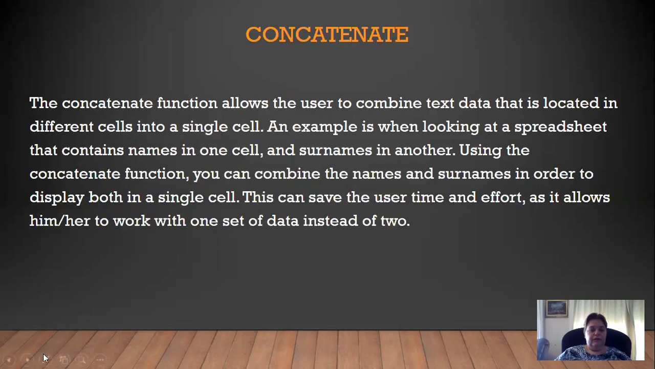Now, I'm going to teach you how to do that without cut and paste by adding a formula. Using the concatenate function, you can combine the names and surnames in order to display both in a single cell. This is really a useful function, something that I often do, especially when I'm dealing with class lists and I would like to have your names and surnames together. This can save the user time and effort, as it allows him or her to work with one set of data instead of two.